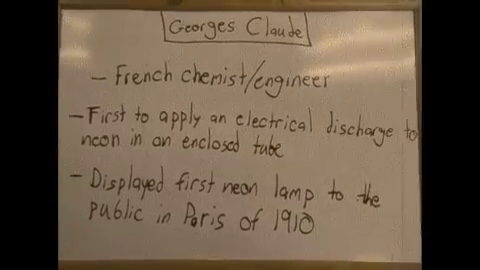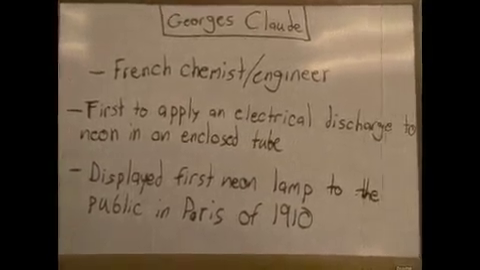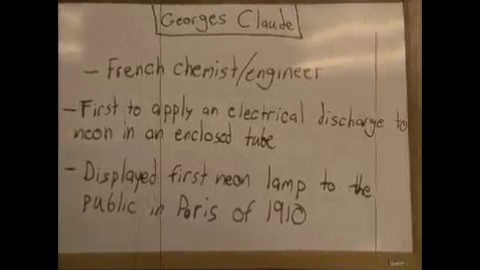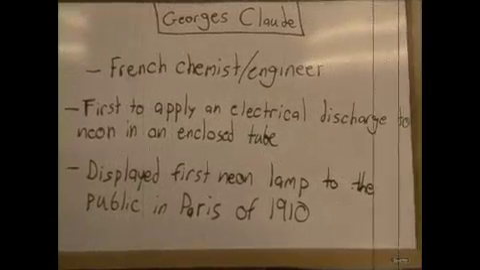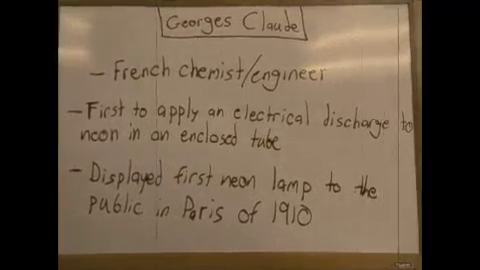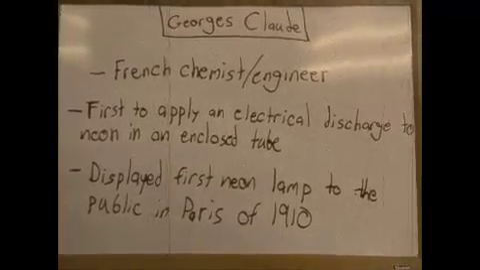The inventor of the neon light goes by the name of George Claude. George Claude was a French chemist and engineer. He was the first to apply an electrical discharge to neon in an enclosed tube. He displayed his first neon lamp to the public of Paris in 1910.